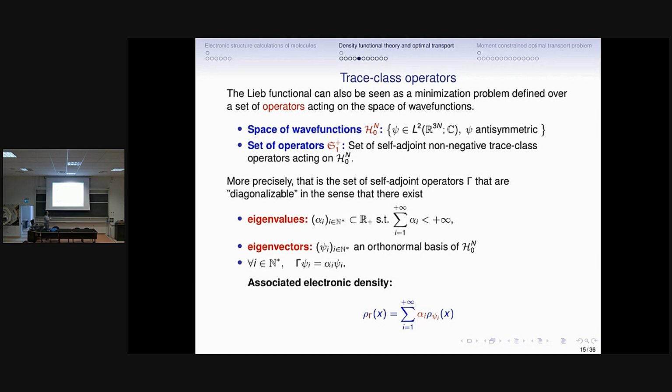Assume that you've got gamma, a trace class operator that has such an eigenvalue decomposition. Then the associated electronic density is defined as a sum from i equal 1 to plus infinity of alpha_i, eigenvalue of gamma, times the electronic density associated to psi_i, where psi_i is an eigenvector of gamma associated to the eigenvalue alpha_i. Okay. And so you see this formula enables to define electronic densities associated to operators out of the definition of electronic densities out of wave functions.